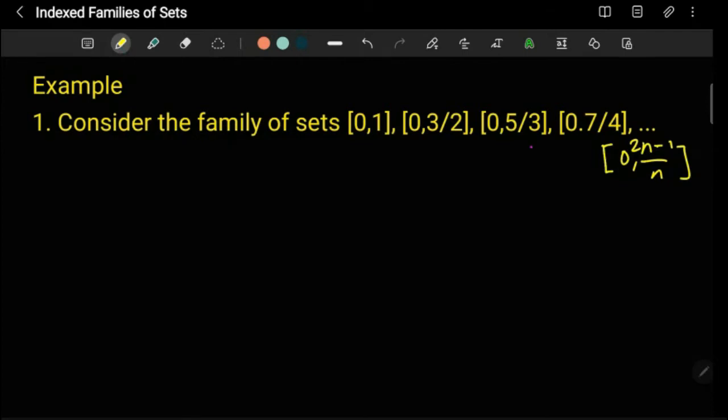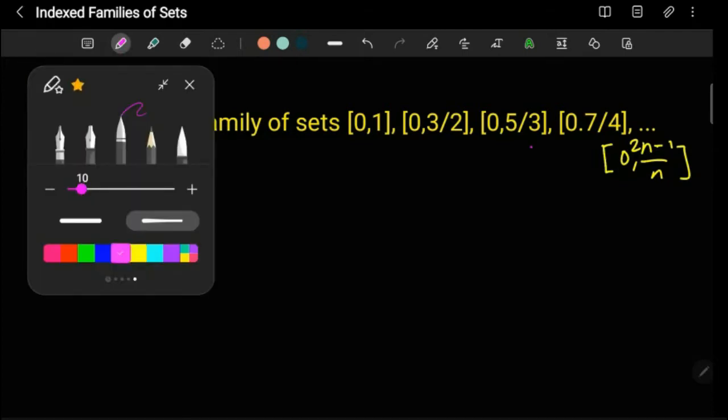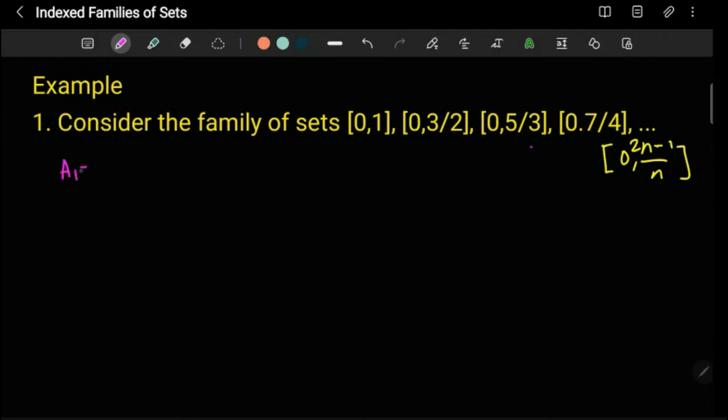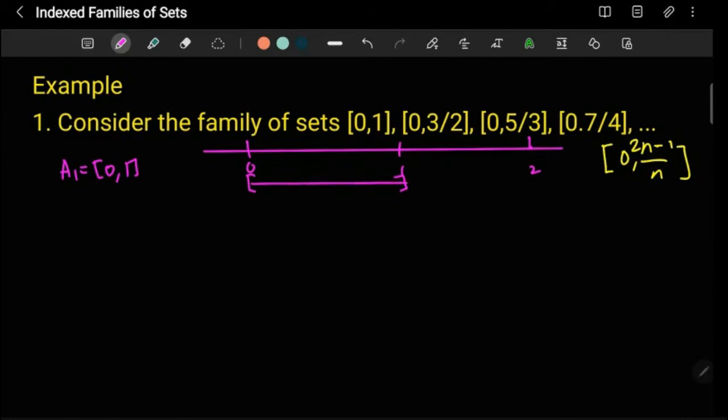Okay? Now, let's try to visualize yung given set natin. Okay, A1 is just the set 0, 1. So, if we visualize a real number line, let's say this is 0 and this is 1. Let's say this is 1 and this is 2. Yan. So, nasaan yung A1? So, A1 is represented by the segment from 0 to 1. So, we're starting from 0 and then we'll end up with 1. That segment is A1.